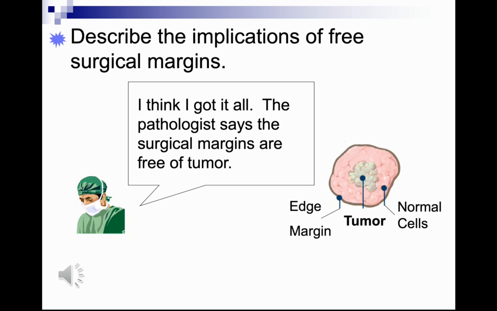a nice amount of healthy tissue, meaning the tumor is embedded in the tissue that was removed, that there's no tumor sitting at the edge or margin of the tissue that was removed. That means you probably got it all. Free surgical margins.